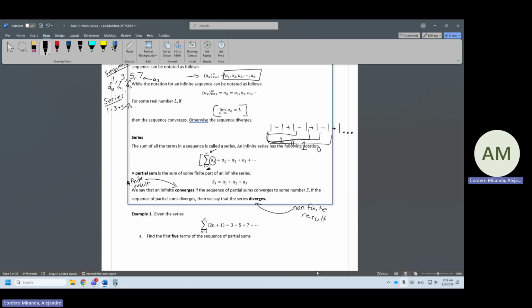And so if I ask you what this pattern is headed towards, you wouldn't be able to say. Sometimes it's 1, sometimes it's 0. It's not headed to one particular number. So therefore, we'd say it diverges.